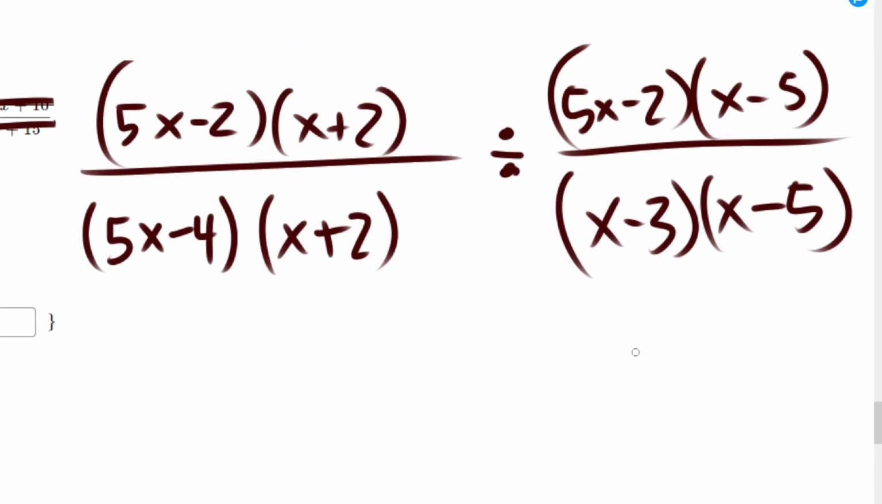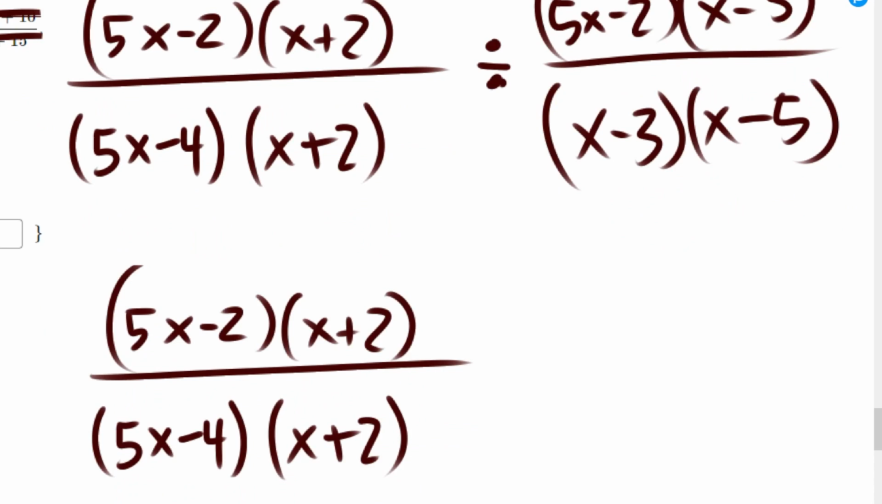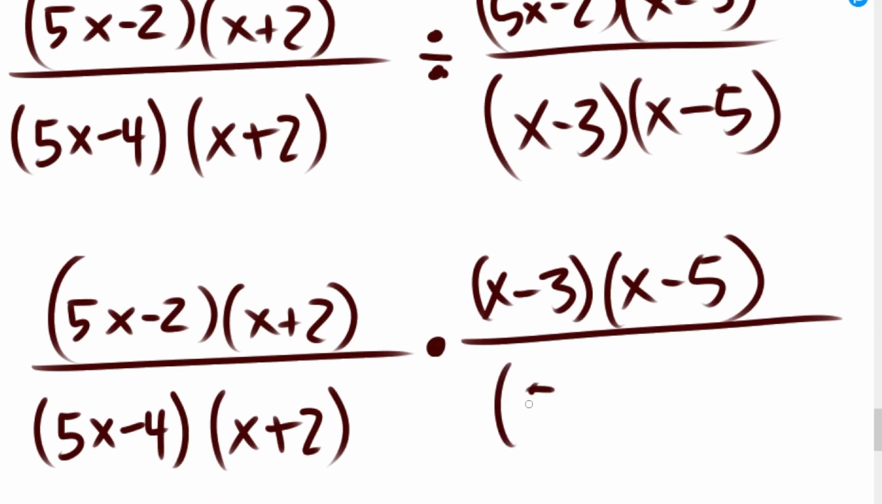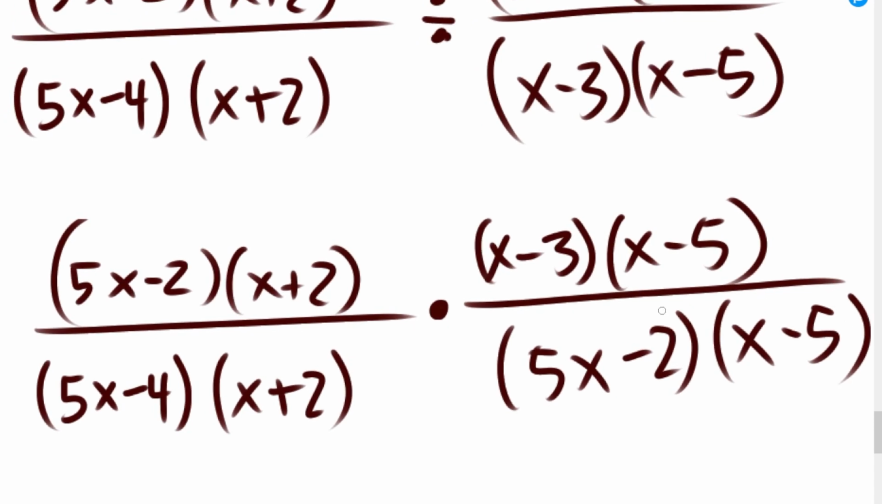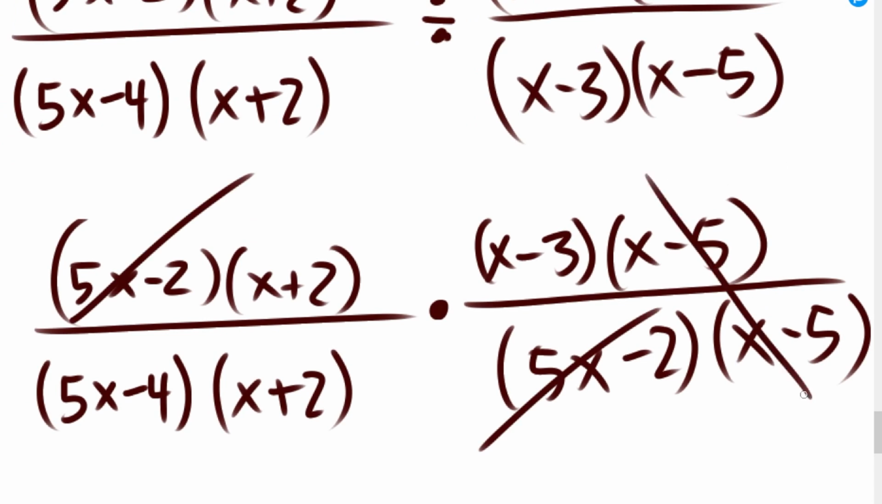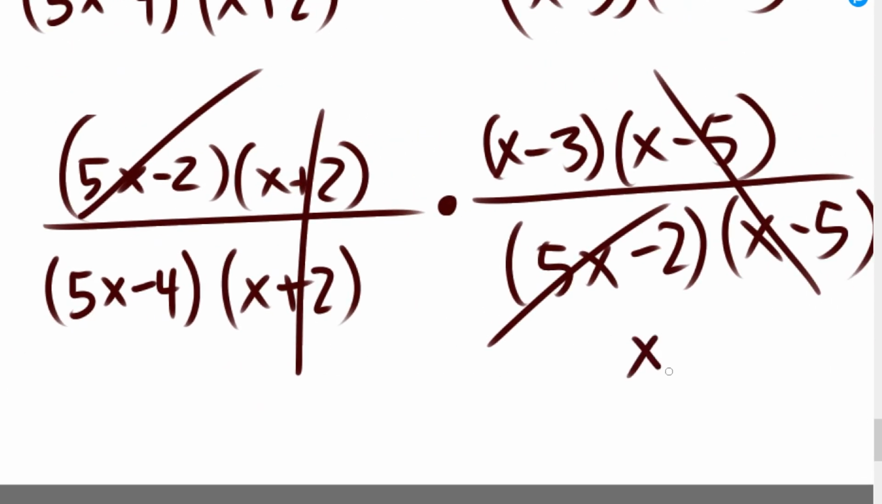So we'll do copy, dot, flip. What we're going to do is keep this guy, copy it, and I'm going to literally copy it because I do not want to rewrite that whole thing. And then we flip. So x minus 3 over x minus 5, and 5x minus 2 over x minus 5. Now, let's look for commonalities. We've got a 5x minus 2 here. We can cross these guys out. We can cross these guys out. So now we have, drum roll please, x minus 3 divided by 5x minus 4.